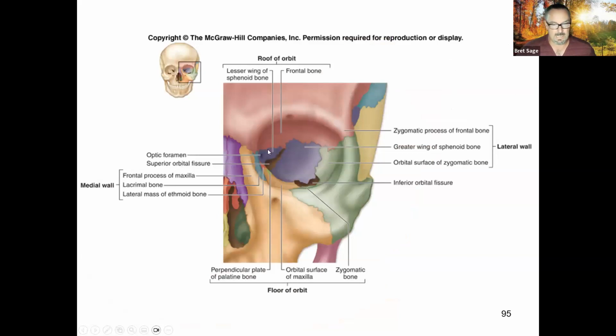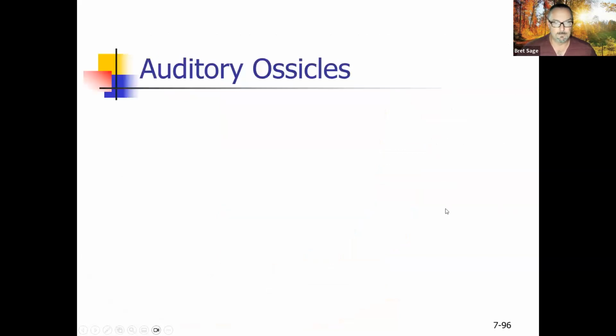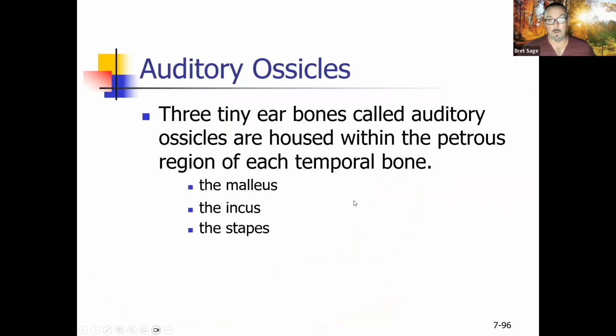Here's some structures that are key. Eye socket. Auditory ossicles are what we call our inner ear bones. They're not really inner ear bones. They're middle ear bones. Interestingly, people often say, I have an inner ear infection. No, you don't. You have a middle ear infection, but having an inner ear infection is exceptionally rare.